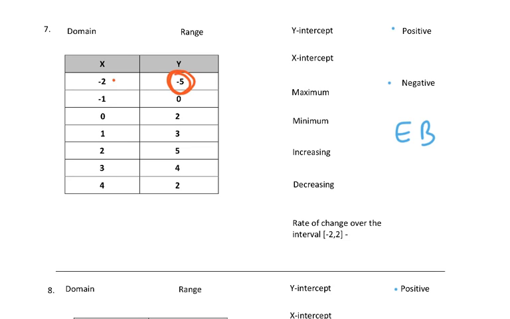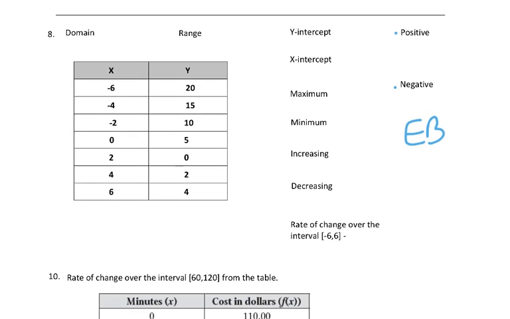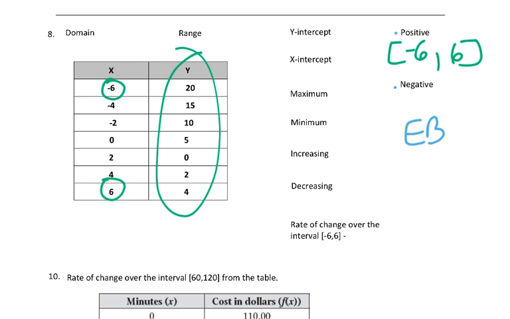Now for tables, even easier, right? From negative 2 to negative 1, it's negative. Then from negative 1 down to 4, it stays above the x-axis, so negative 1 to 4 stays positive. Tables are pretty easy, because they're staring you right in the face. And this one, all positive again. From our most left number, negative 6, to our most right number, positive 6, is positive. So negative becomes never, or that empty set.